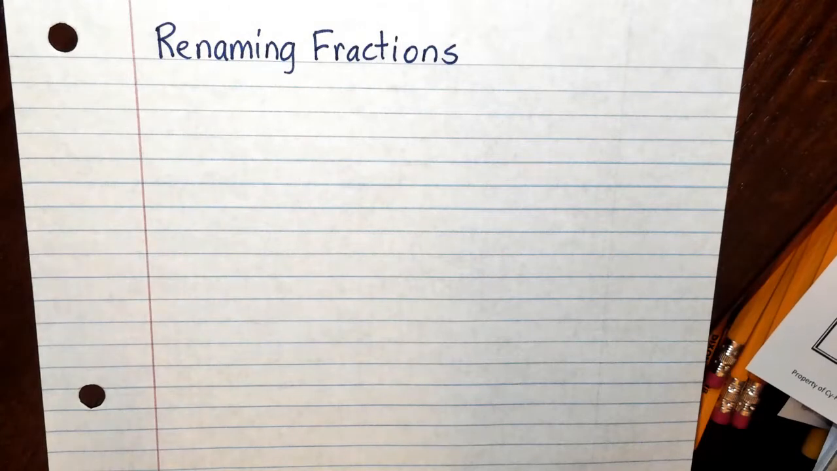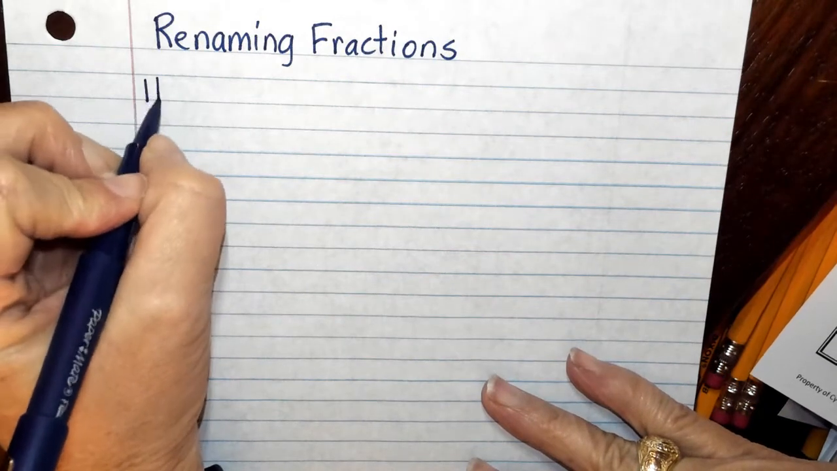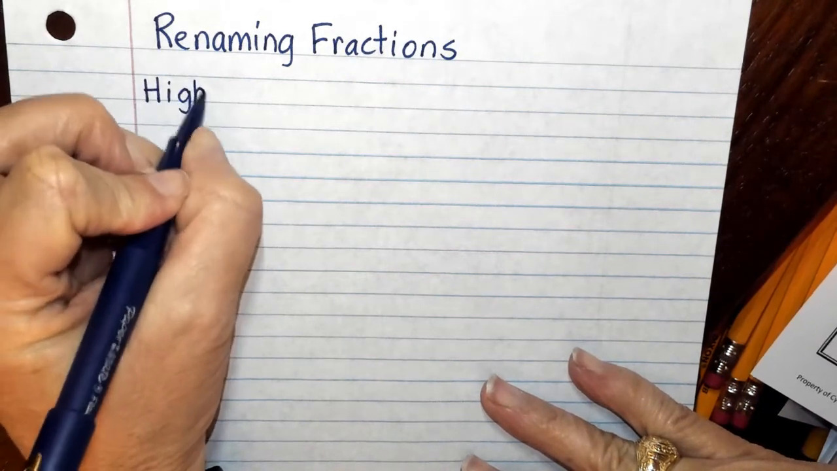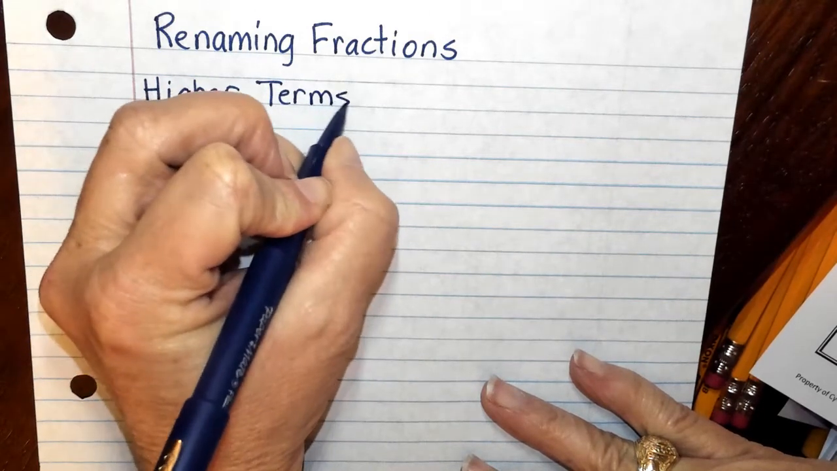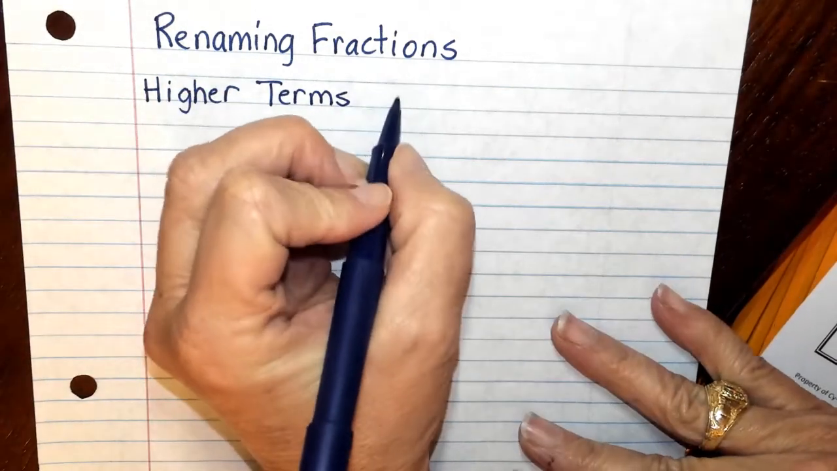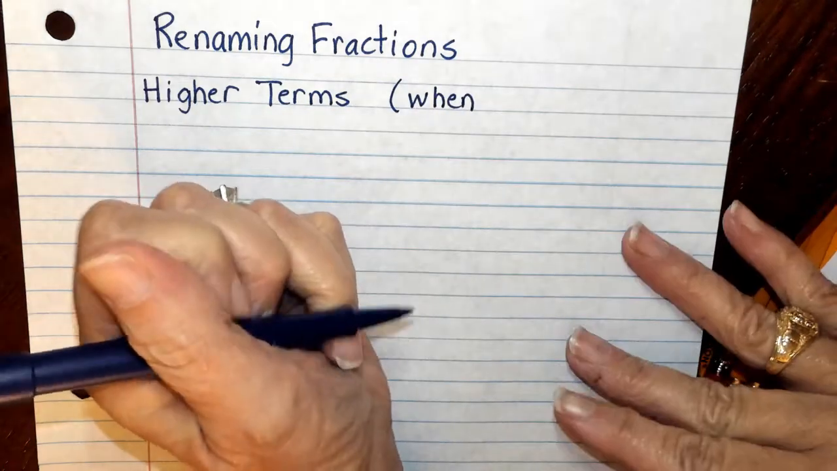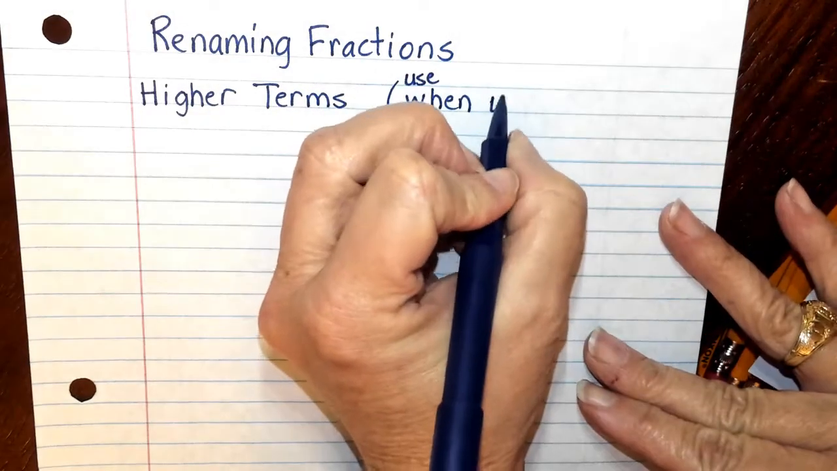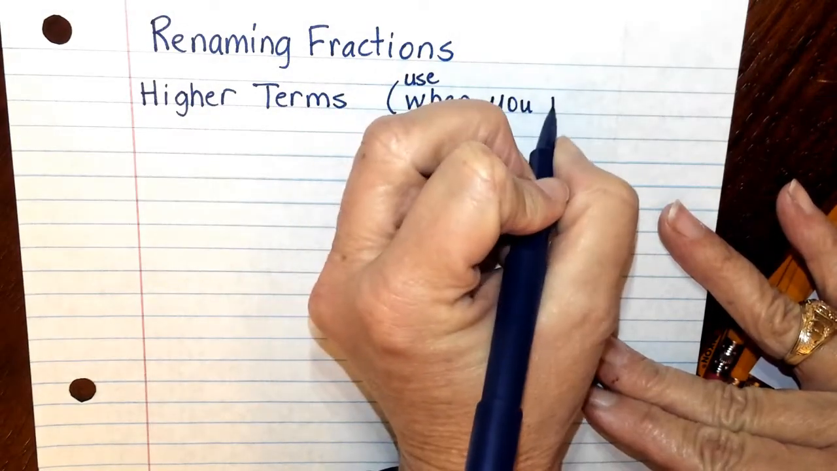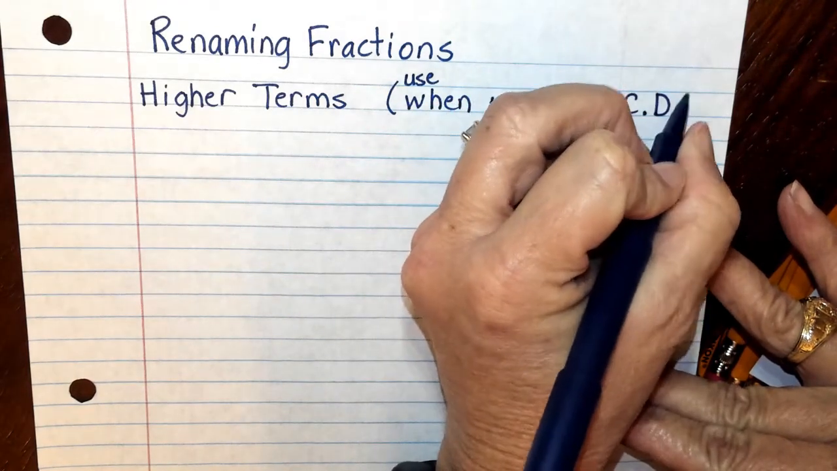And we talked about two ways to rename fractions. The first one, last Wednesday, we talked about renaming in higher terms. Higher terms is when we want to find common denominators. So use when you need common denominators.